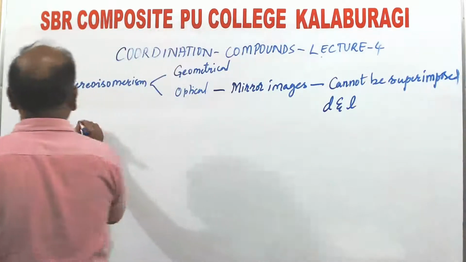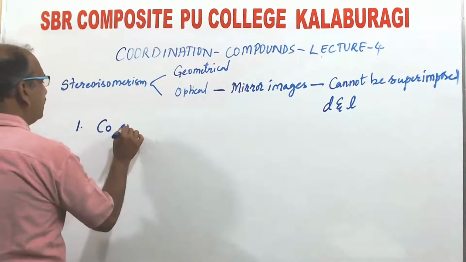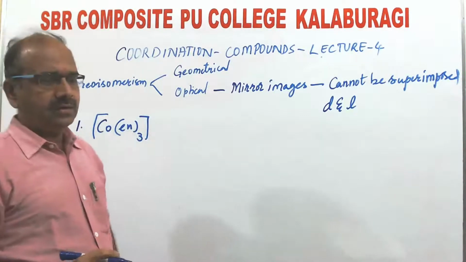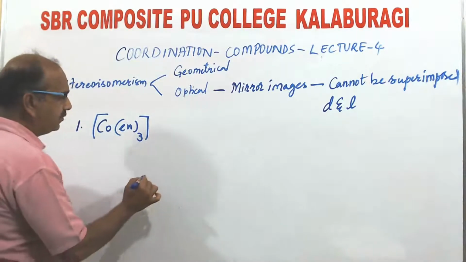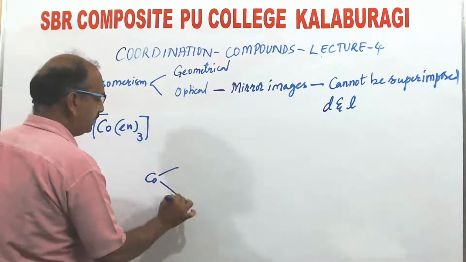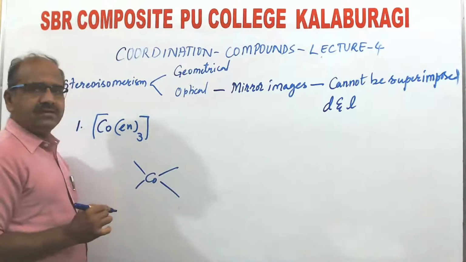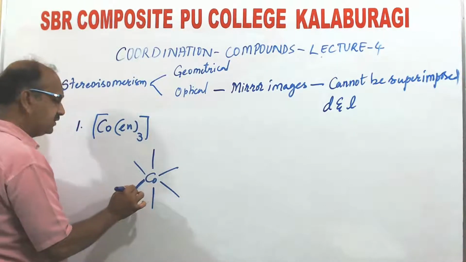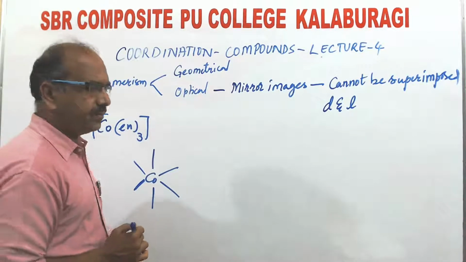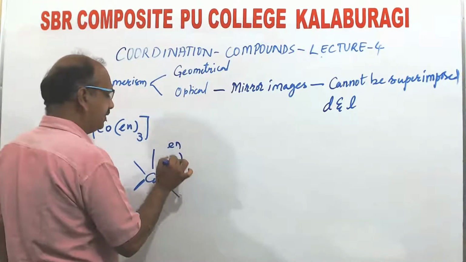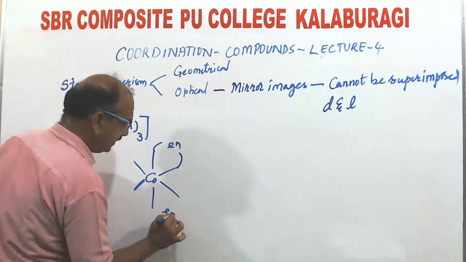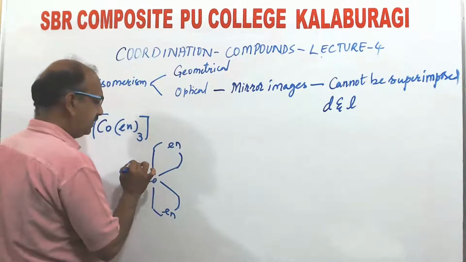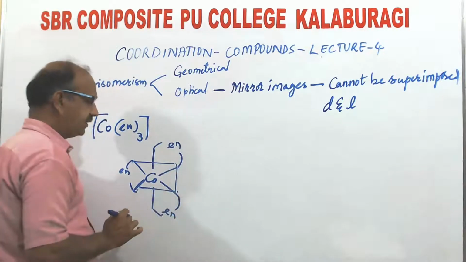First example, Co(en)3, tris(ethylenediamine)cobalt. How will this be? Cobalt at the center, and ethylenediamine, since it is a bidentate ligand, bonds with the cobalt through two sides. Suppose you have en here, this also is en, this is en.